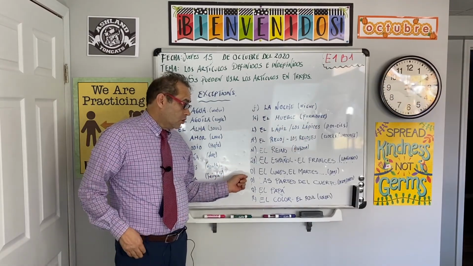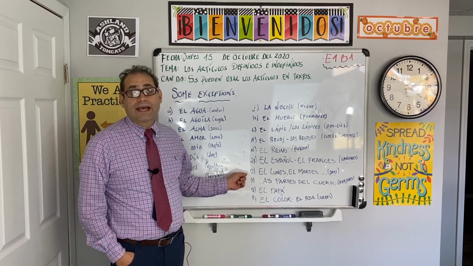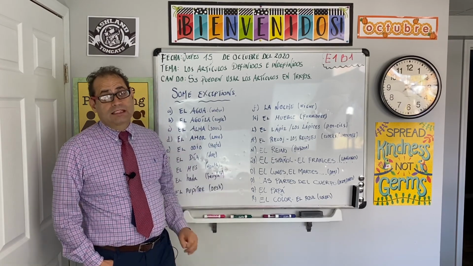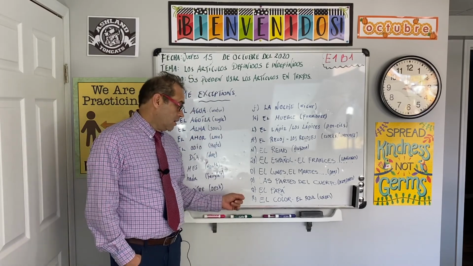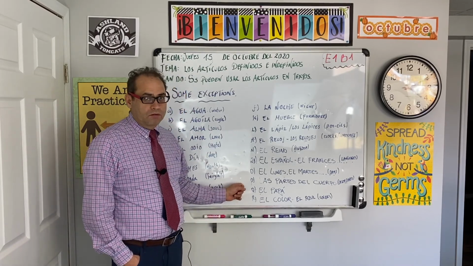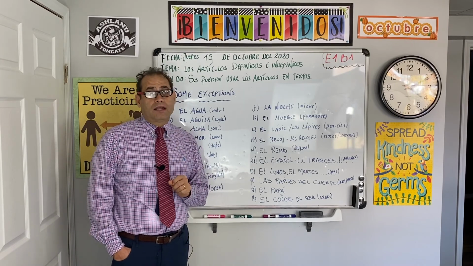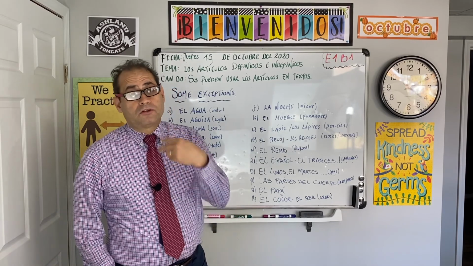So we also have, tenemos aquí los días de la semana. El lunes, el martes, el miércoles, el jueves, el viernes, el sábado, el domingo, okay? So tenemos las partes del cuerpo. Some parts of the body end in O, some end in E, and some end in A. So you need to identify those.